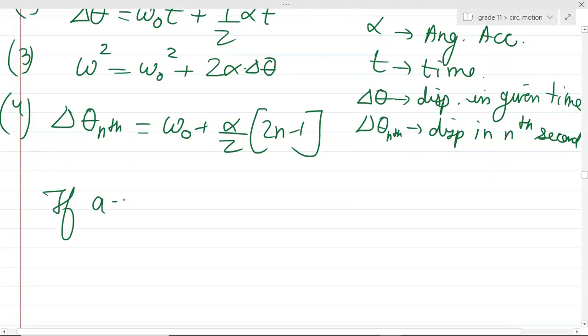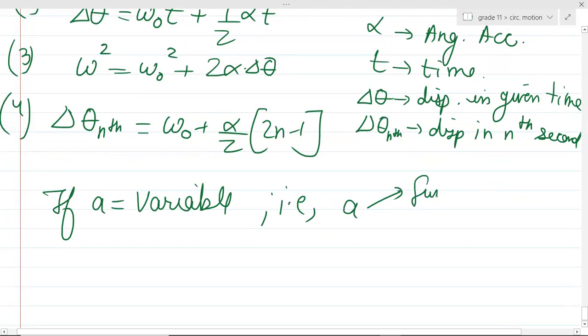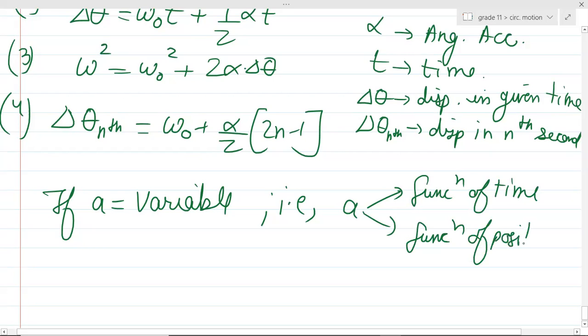If acceleration is variable, that is, acceleration can be a function of time and acceleration can be a function of position, then how will we relate everything?